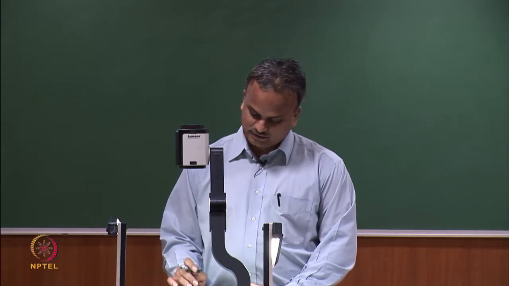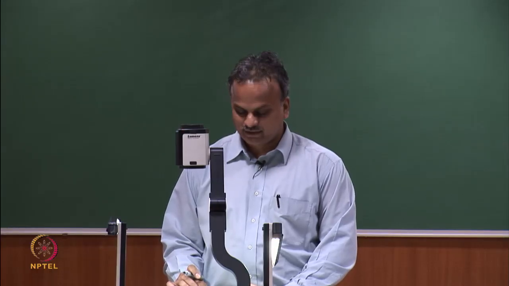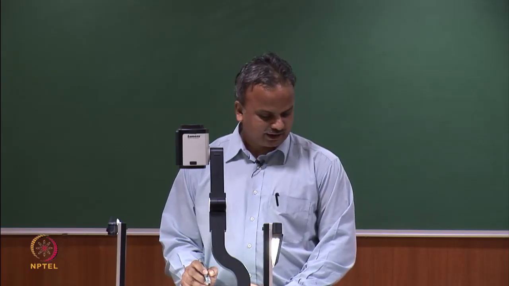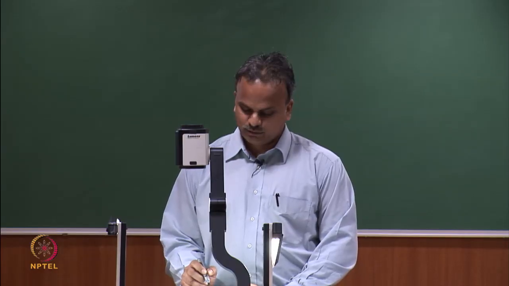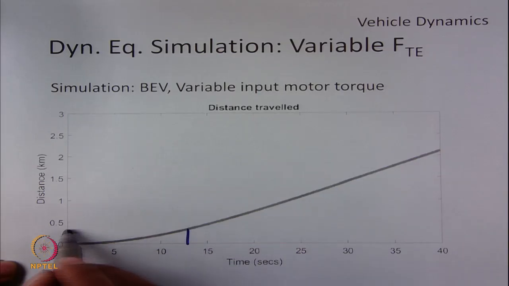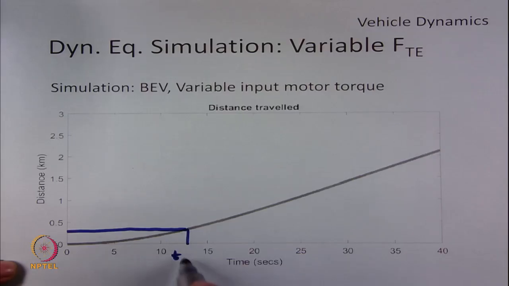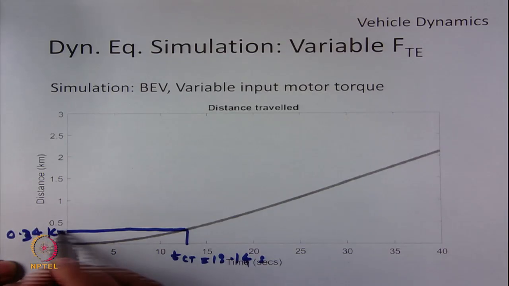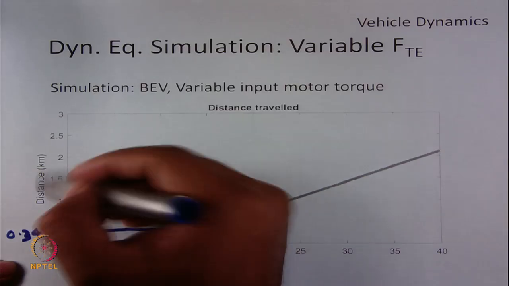If we see the distance curve with respect to time, we can calculate the distance that is travelled. As per our calculations, the distance travelled is 0.35 kilometers in TCT mode, or constant torque mode. Up to 13.14 seconds, we have a distance equal to 0.34 kilometers. So, this is distance in kilometers.